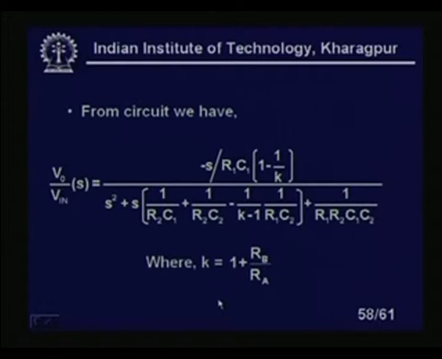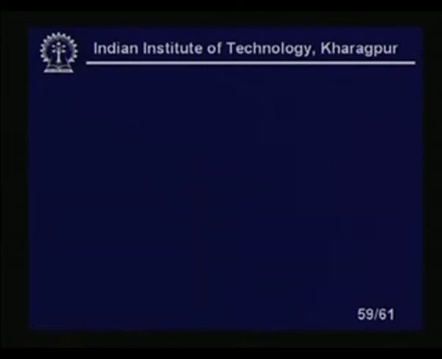You see from the circuit I can write that Vo(s) by Vin(s) equals minus s upon R1 C1, minus 1 minus 1 upon K, s square plus s times (1 upon R2 C1 plus 1 upon R2 C2 minus 1 upon K minus 1 upon R1 C2) plus 1 upon R1 R2 C1 C2. Here K equal to 1 plus RB by RA. These two resistors are different. I want to distinguish it from the positive feedback topology. That is the reason we have given the names RB and RA, right.